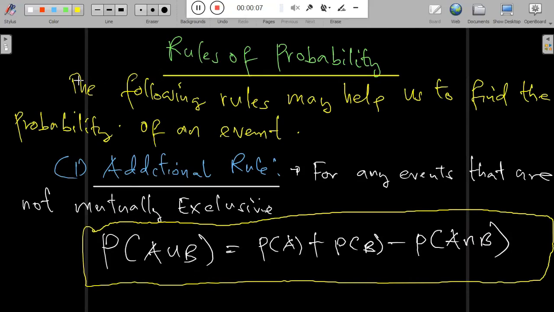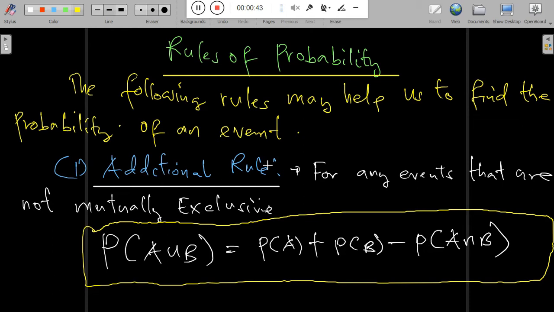So today we are going to look coherently at probability rules. What you need to understand is that there are three main probability rules: the addition rule, the multiplication rule, and what is known as the complementary rule. We are going to begin with the addition rule.